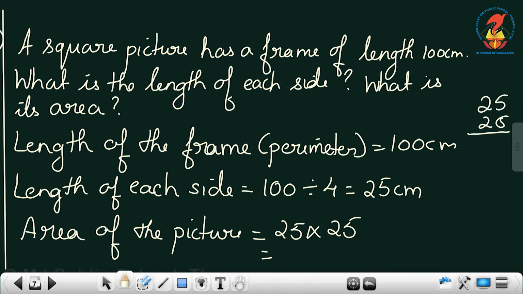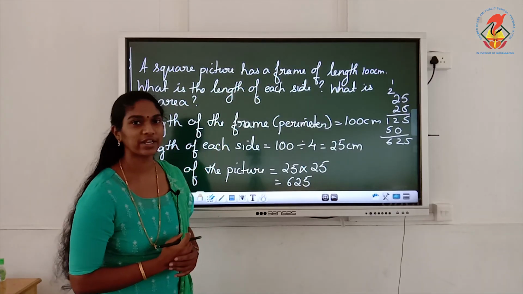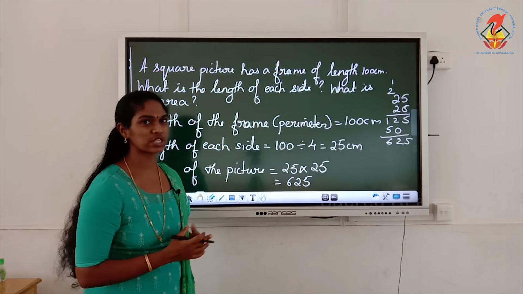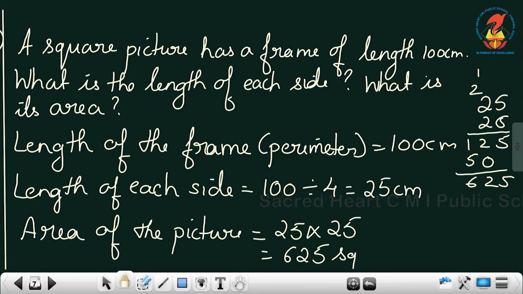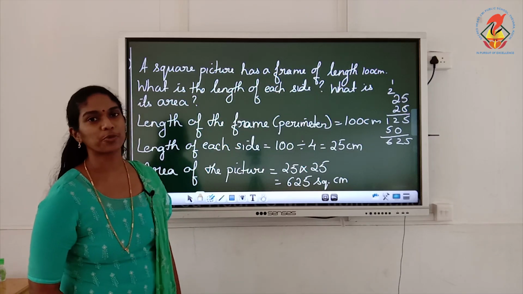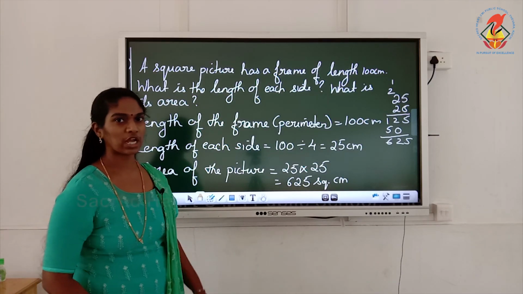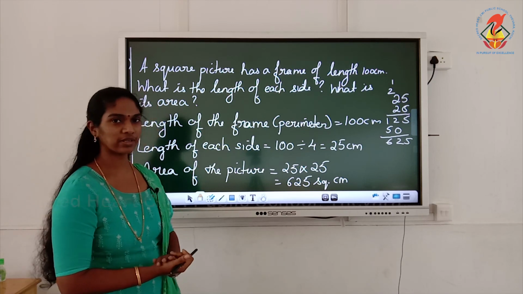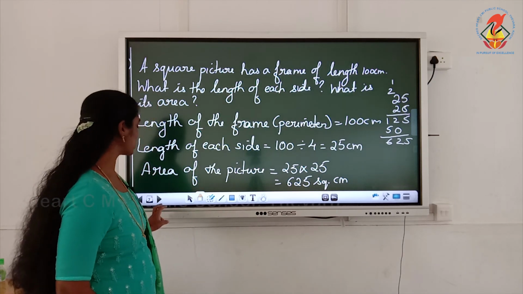25 into 25. 5 5s are 25, carry 2. 5 2s are 10, 11, 12. Again 2 5s are 10, carry 1, 2 2s are 4, 5. So 5, 2, 625. 625, and what is the unit, children? You are finding the area. So 625 square centimeter. 625 square centimeter. Understood? Okay, children? So that's all with the word problems. Thank you.